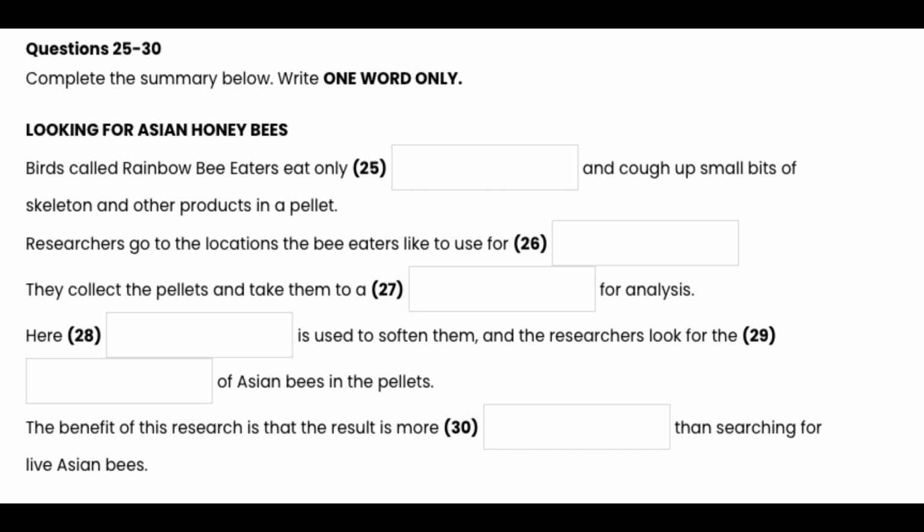That sounds a bit unpleasant. So how do you go about it? In the field, we track down the bee-eaters and find their favourite feeding spots, the places where the birds usually feed.